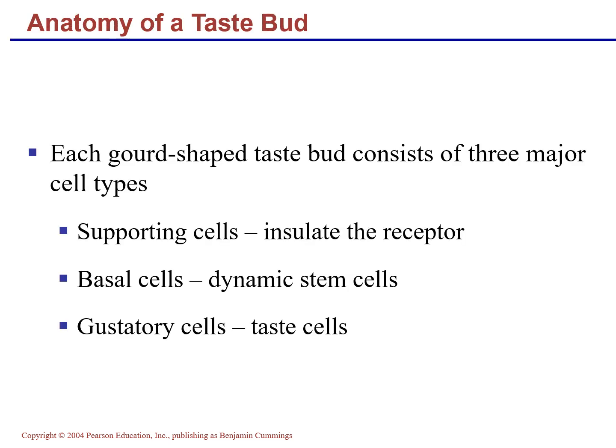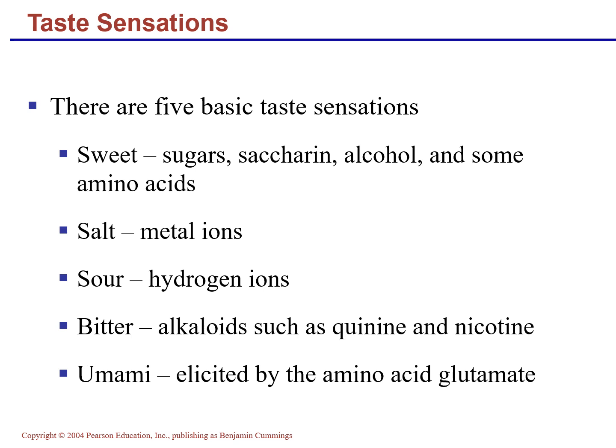So those gourd-shaped taste buds have supporting cells to insulate the receptor, and basal cells, which are of course dynamic stem cells, so they're constantly reproducing the gustatory cells, or the taste cells themselves. Just like we had basal cells in the integumentary system constantly replenishing the skin layers, the basal cells of the taste buds constantly replace the gustatory cells, because once again, the tongue is subject to all kinds of abrasions all day long. There's 5 taste sensations.